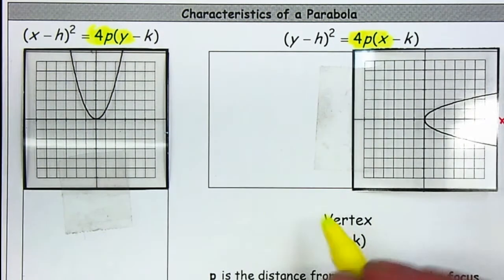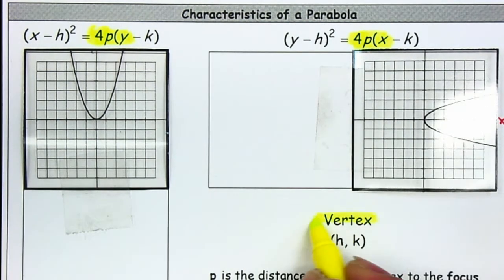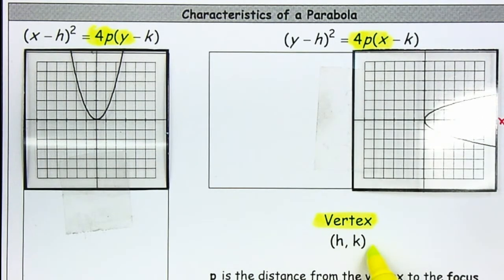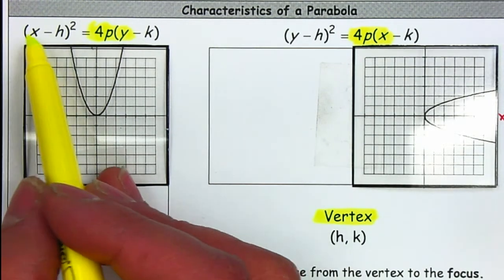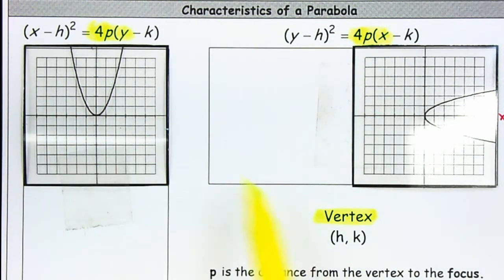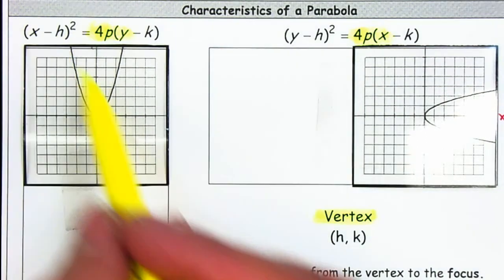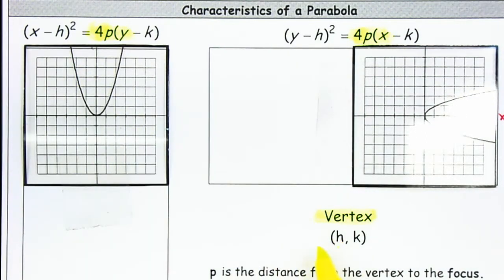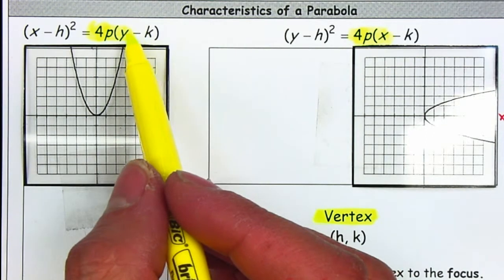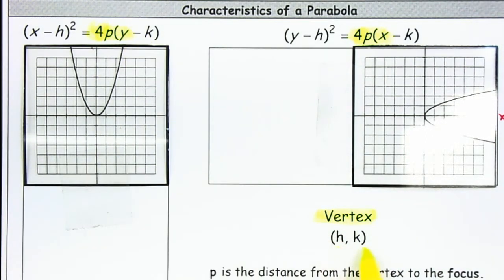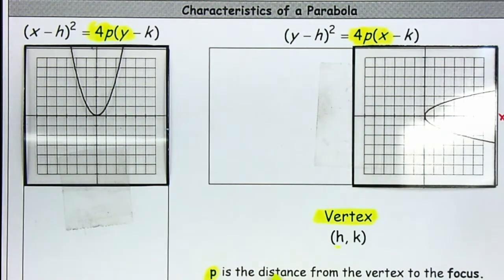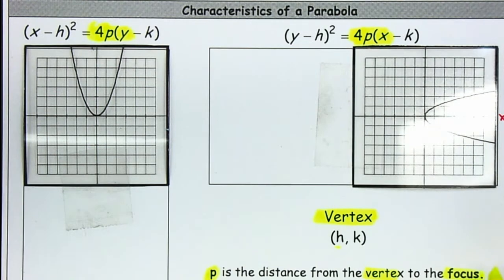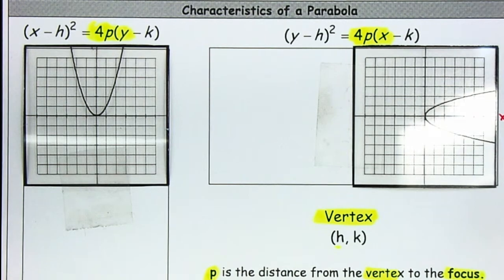We also have the vertex, very similar to what we covered on ellipses and hyperbolas. The vertex is (h, k). And because the formula says negative h, that means h will be the opposite when you plug it back in, or when you get the value of h. And same thing for the k, because the formula says negative k, so this will be the opposite. Now, p is the distance from the vertex to the focus. So p will tell us how far the focus is from the vertex.